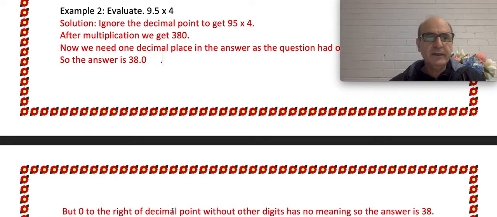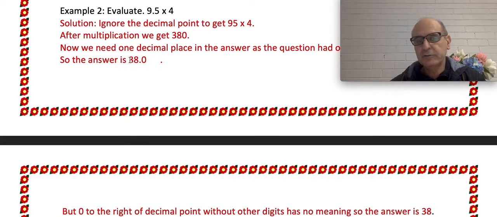Another question, example 2, evaluate 9.5 times 4. So again, ignore the decimal point, you get 95 times 4. If you times that, you're going to get 380. But that's not our final answer because we haven't looked at the decimal. We ignored the decimal, we have to make up for that. To do that, again in the question, I have only one decimal place. Then in the answer also, I should have one decimal place.